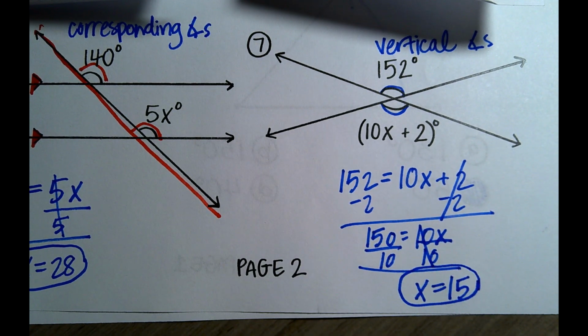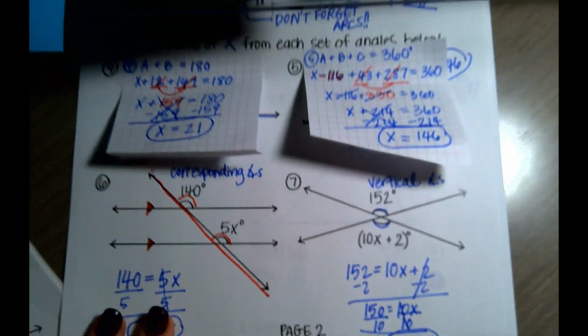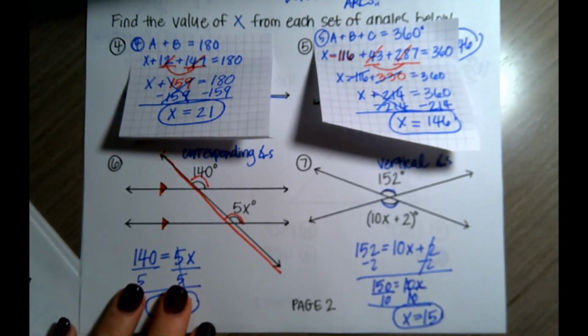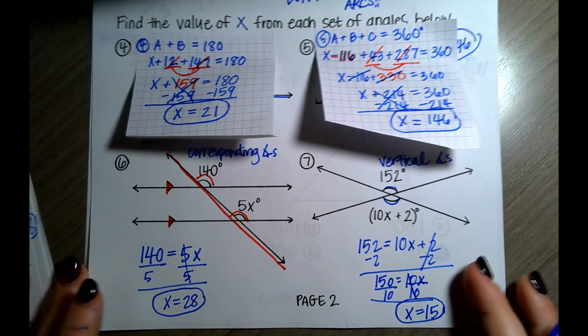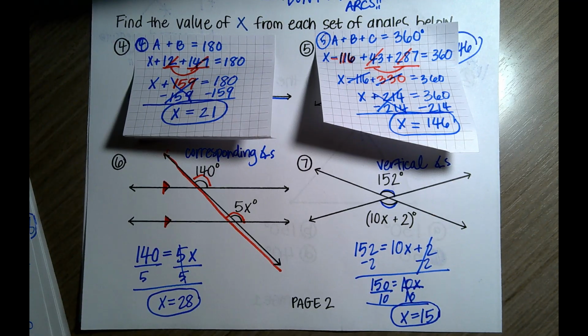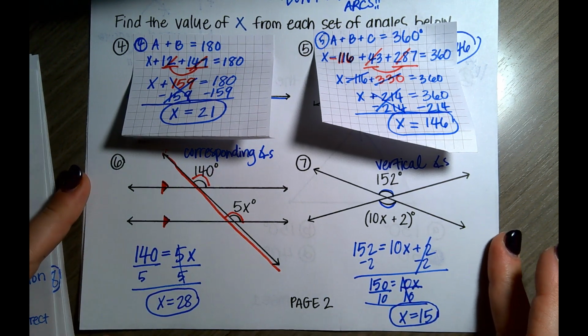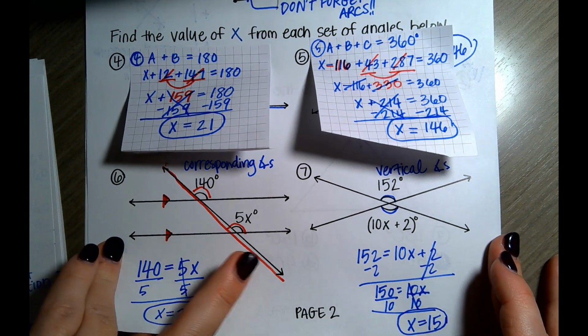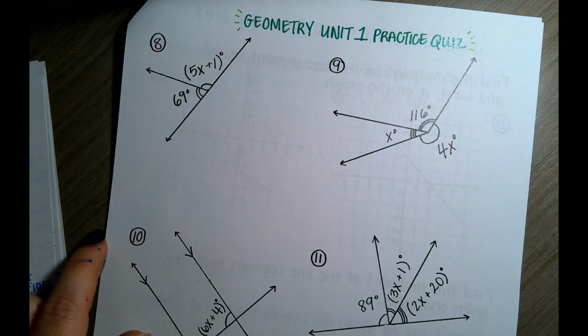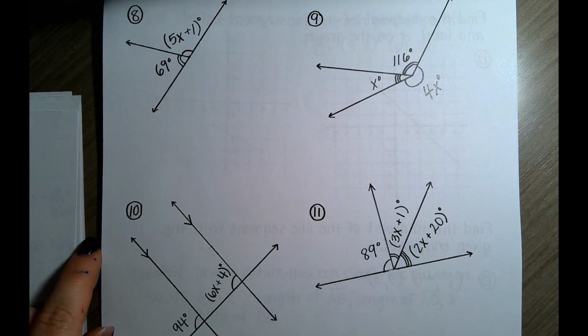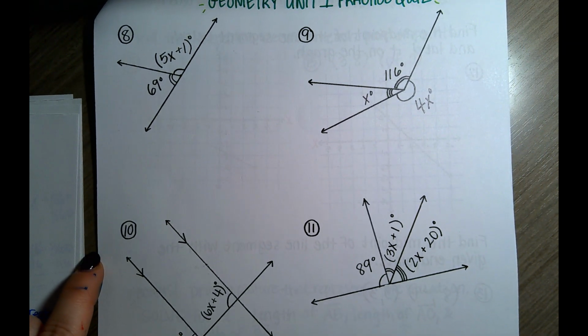All right. That is everything on page 2. We're already halfway done. And I'll just leave that up for a moment. Okay, can we go to page 3? I'll go ahead and do that. Okay, so you just have 4 more angles to solve.